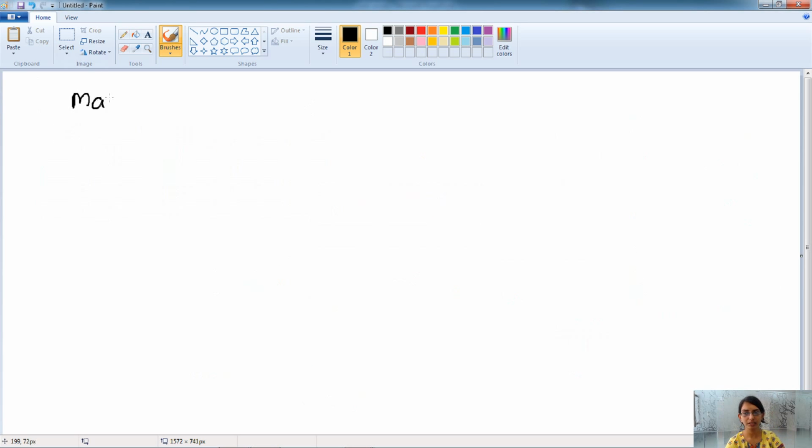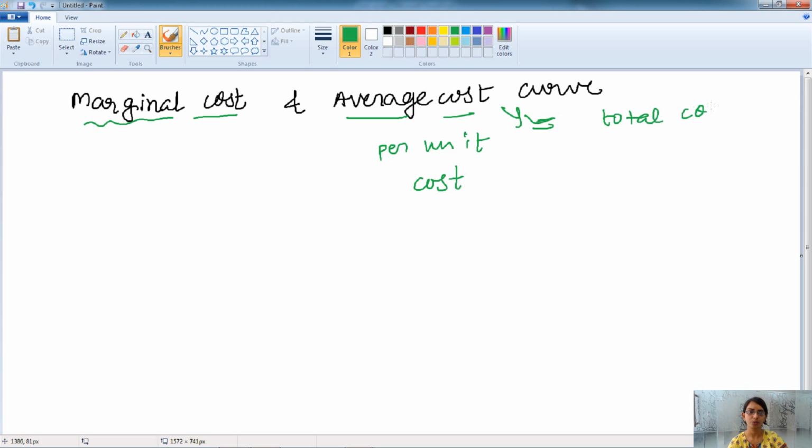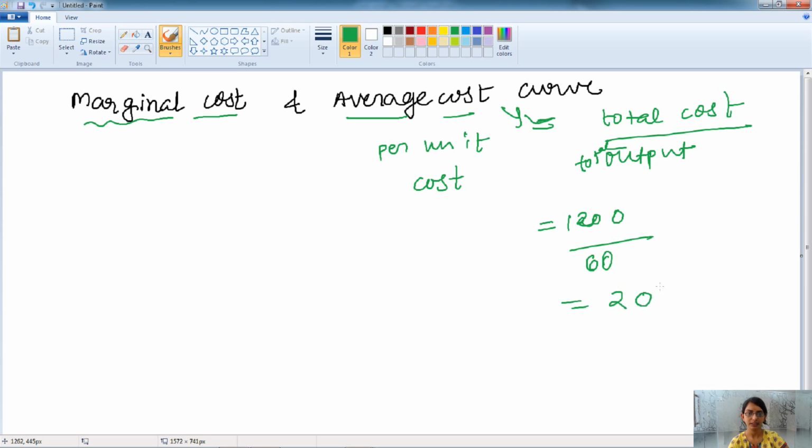Let's move on to another cost, that is the marginal cost and average cost. We will talk about the marginal and average cost curve. But before that we have a brief introduction of what the marginal cost and the average cost are. Here average cost is the per unit cost. How can we find out the average cost? That is the total cost divided by the output produced. Say we have the total cost of 1200 rupees and we are producing 60 units. Then the average cost per unit is 20 rupees. So this is the average cost.